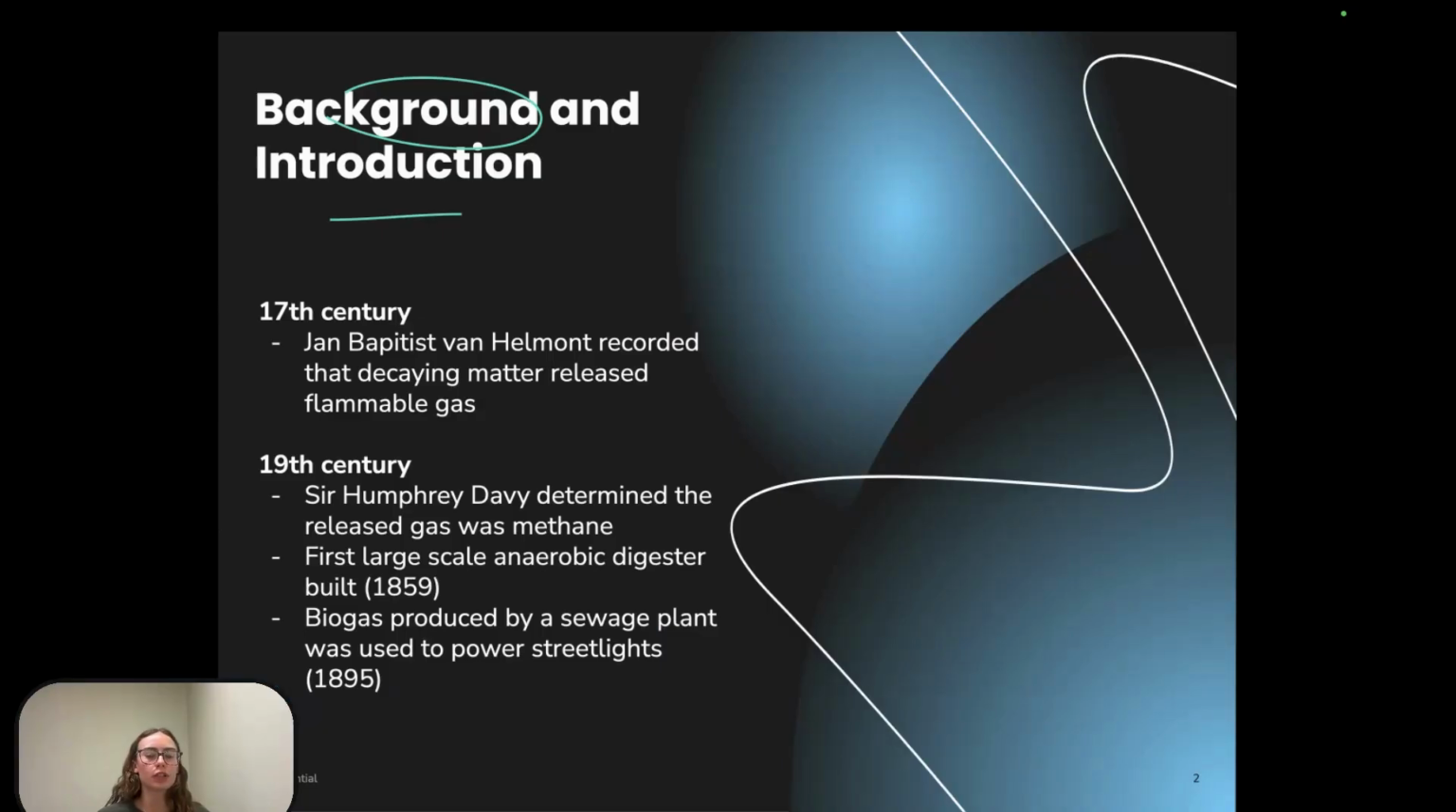Some background and introduction. In the 17th century, it was discovered that decaying matter released a flammable gas, and later it was determined that that gas was methane. And then even later, they built the first large-scale anaerobic digester, which is a huge part of biogas production that we will touch on later. And then biogas that was produced through a sewage plant was used to power streetlights. So as we can see, this has been in use for a while.